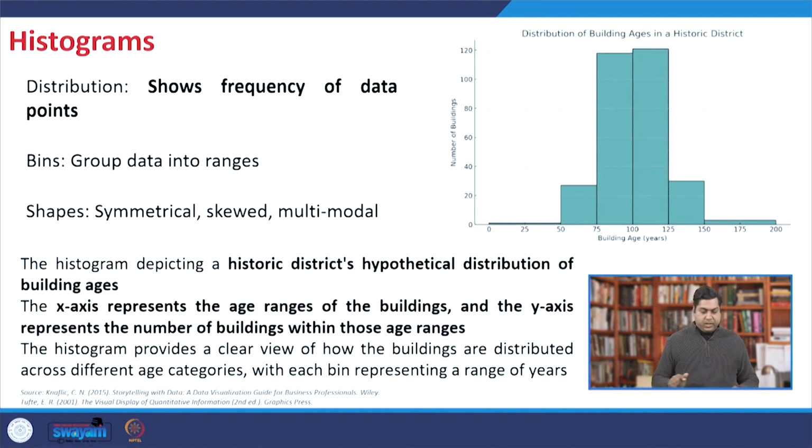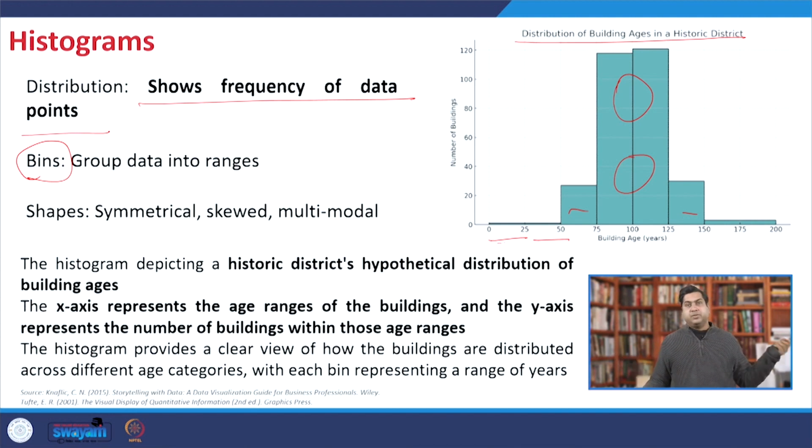Coming to the histogram, in this case it is also showing the frequency that we discussed last class also. It is showing a hypothetical example, again the distribution of building ages in a historical district, where for buildings mostly between 75 to 125 you have the maximum distribution, and then there are a few others as well. In this case, it is very important to understand the bins or the ranges. So, then decide upon that: 0 to 25, 25 to 50. So, very uniform bins have been created.